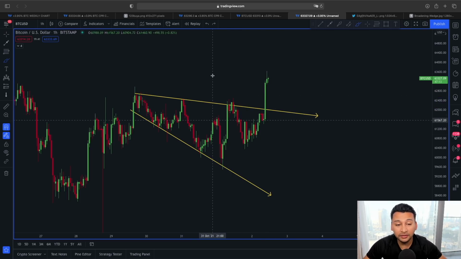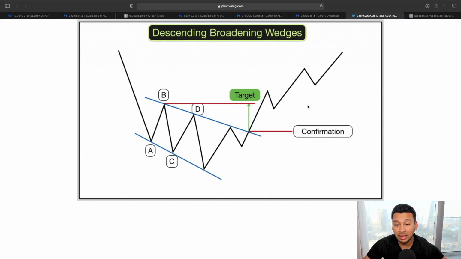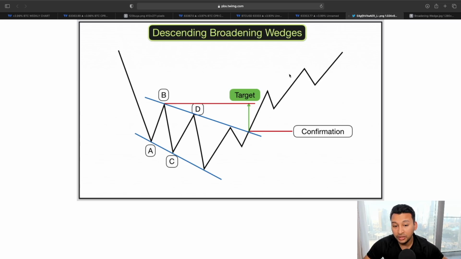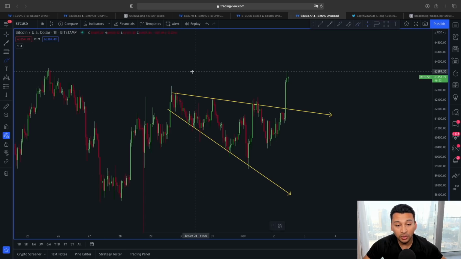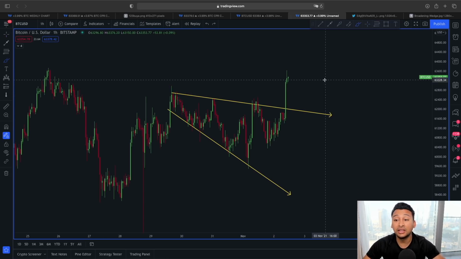So what does this actually mean? Because if you look at this broadening wedge, the descending broadening wedge example, the price, as soon as it breaks out of this upper line area after this retest, just like here in our case, you can see here a retest, right? And then again breaking here to the upper direction. The first target, according to the descending broadening wedge, is going to be the top line, right around this area, which has already been reached. But the second target is still open.